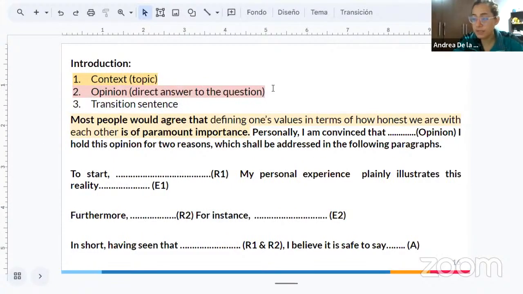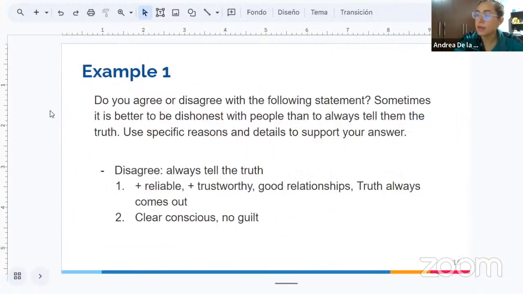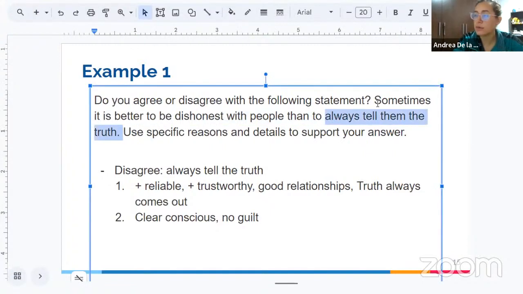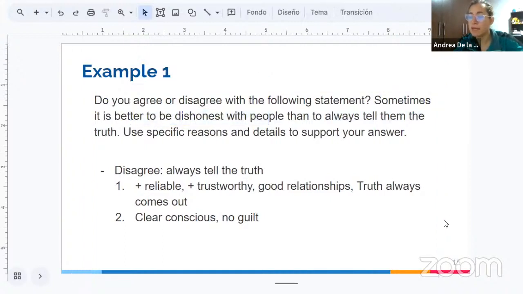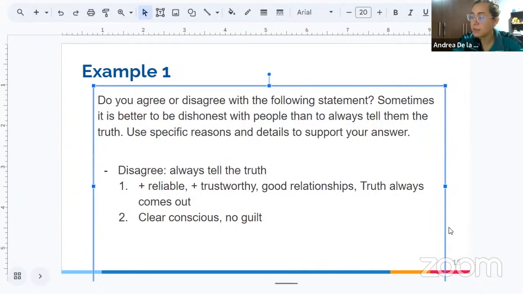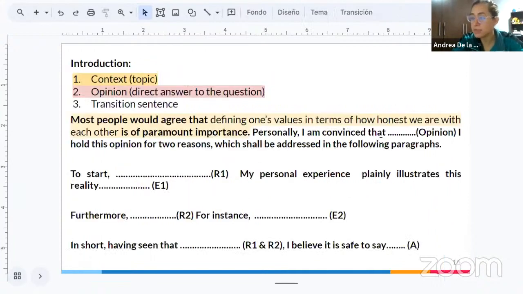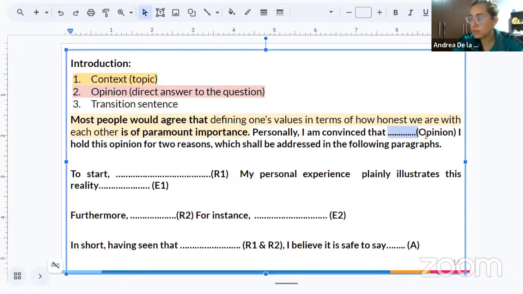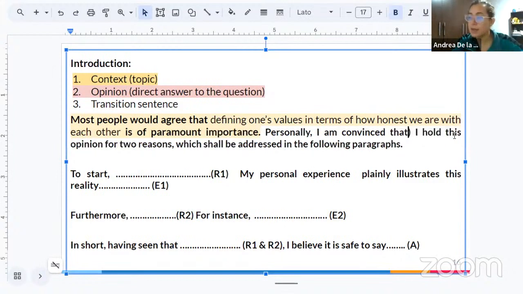Of course, you can paraphrase a little bit. We're not going to copy and paste and say, personally, I'm convinced that it is always better to tell people the truth rather than sometimes being dishonest with them. Maybe we will want to change a few words, change the structure a little bit, but the meaning has to stay the same. We still have to say that it's better to always tell the truth, right? You can use different words if you want, but the meaning has to be the same. So we're going to say, personally, I am convinced that, and here we write our opinion, our answer to the question. So what do we write?